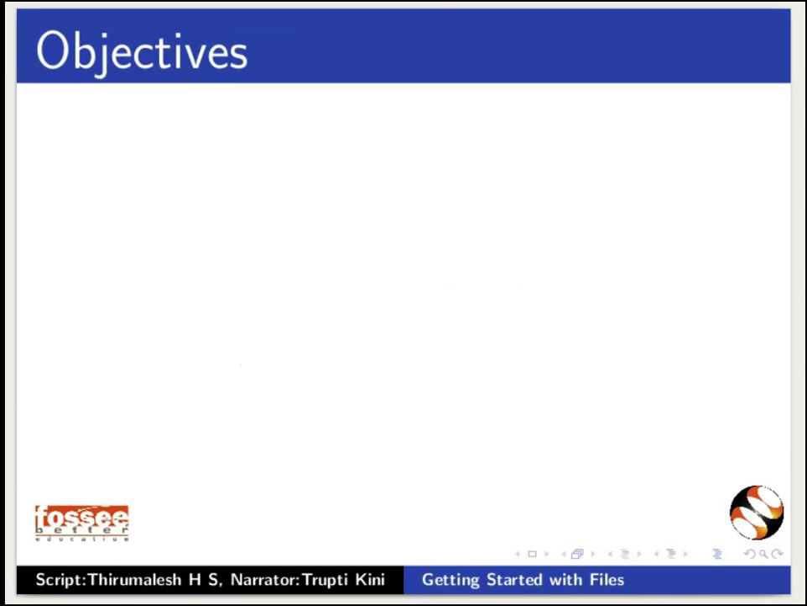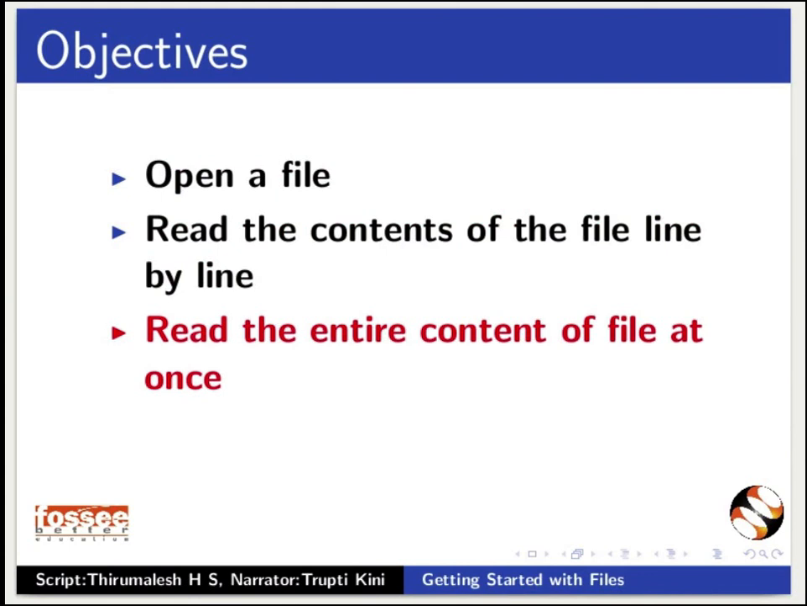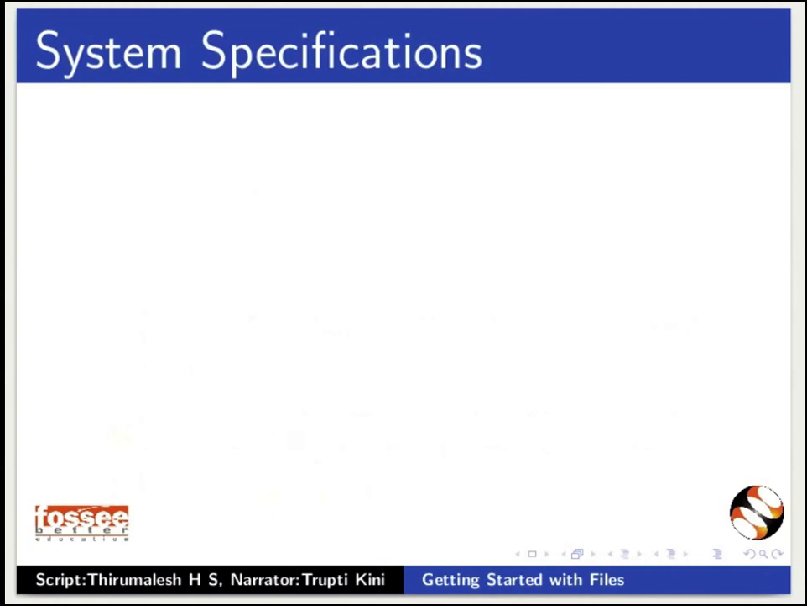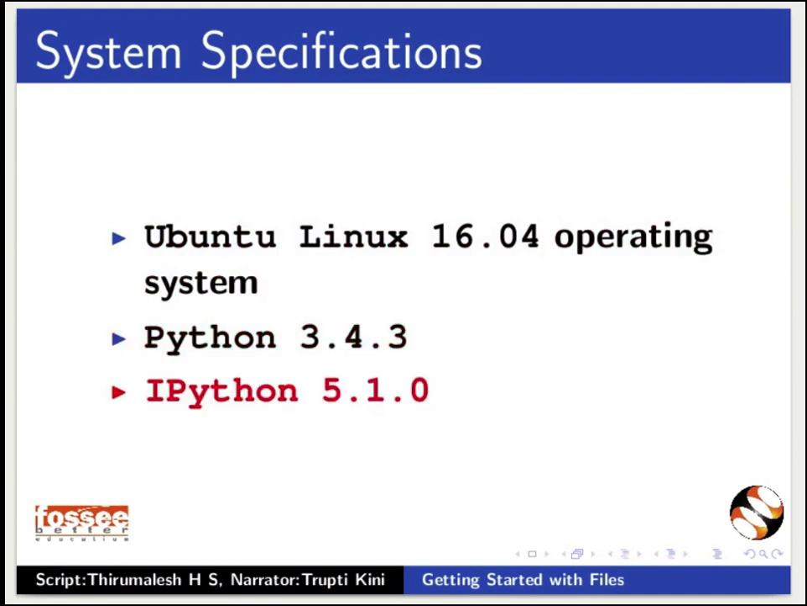At the end of this tutorial, you will learn to open a file, read the contents of the file line by line, read the entire content of the file at once, append the lines of a file to a list, and close the file. To record this tutorial, I am using Ubuntu Linux 16.04 operating system, Python 3.4.3 and IPython 5.1.0.